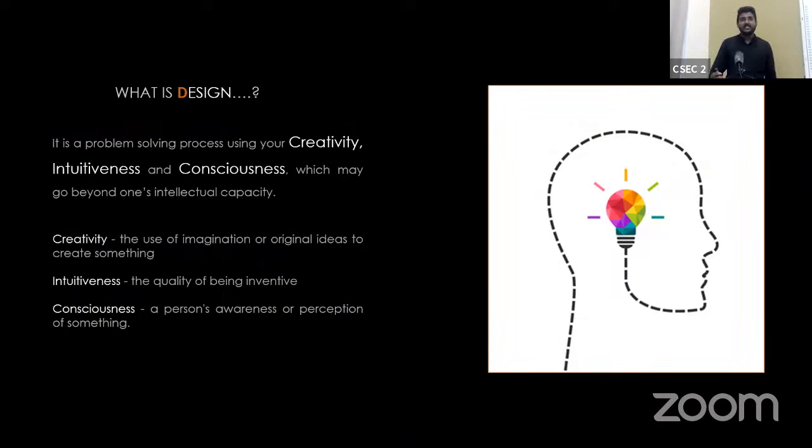What is design? This can be an architectural design, a structural design, a furniture design, a design in an MEP system, or a graphic design. Once we design something, there are three main facts that we should really consider: creativity, intuitiveness, consciousness. Those are the three main things that we really focus on while we are designing.